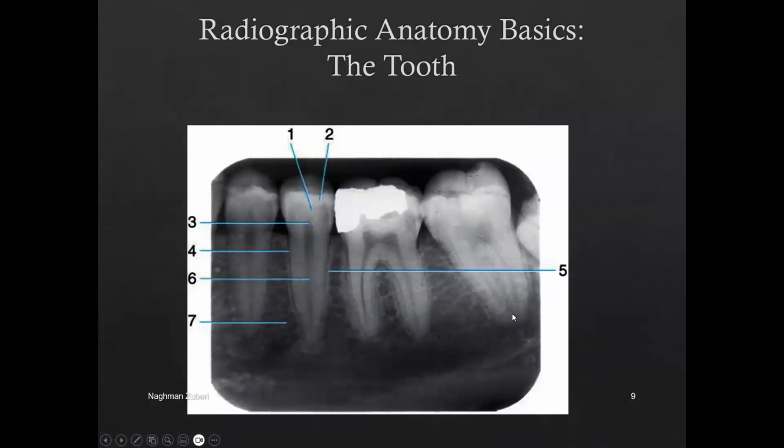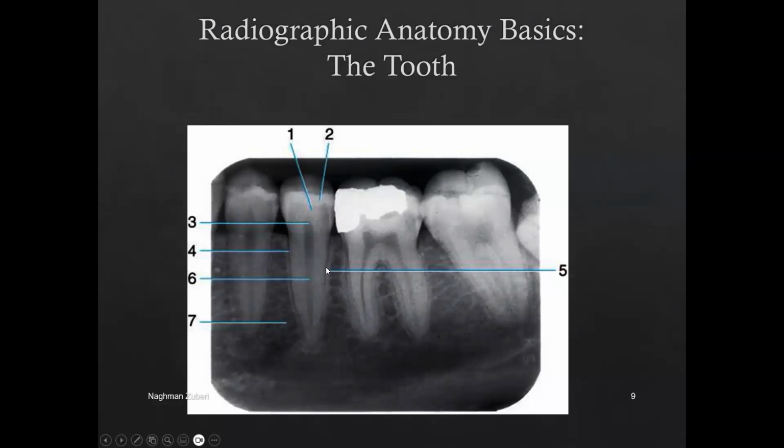Well, this is what we see on the radiograph when the radiograph comes in front of us. We are able to see the dentin, the enamel, and the pulp chamber and the pulp canal. We are able to see the periodontal ligament space. Then we are also able to see the lamina dura, and the nutrient canals as well.